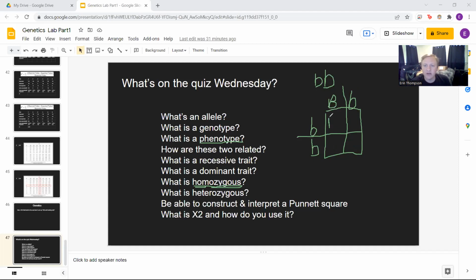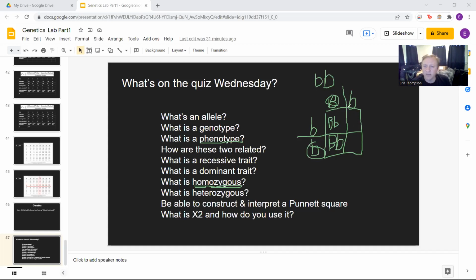We have a big B here. Again, this big B comes from the top. This little b comes from over here. The same thing goes down here. This big B is coming from up here. This little b is coming from the left.